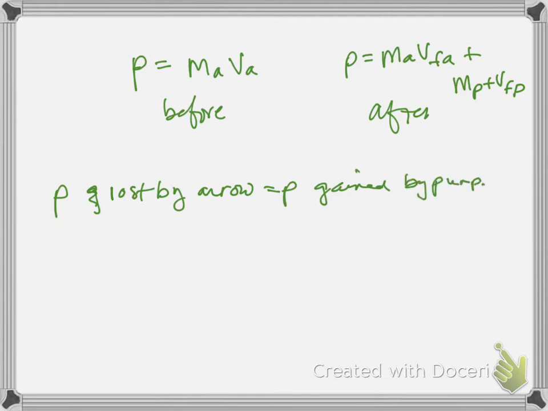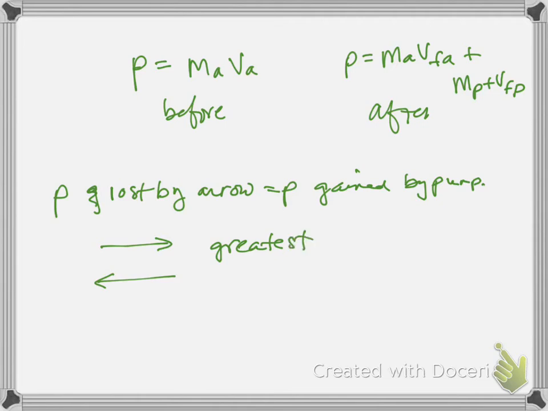Whether or not the arrow is embedded in the pumpkin, it doesn't matter, okay? Momentum is going to be lost by the arrow and it's going to be gained by the pumpkin. So in which situation does the arrow lose the most momentum? Now remember, momentum's a vector quantity, so we're looking for the greatest change in velocity of the arrow, not the greatest change in speed, but the greatest change in velocity. And the greatest change in velocity is going to come when it starts out in this direction and ends up in this direction. So this is the greatest, right?